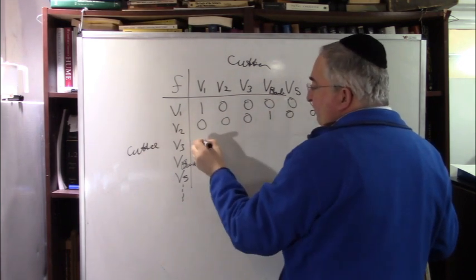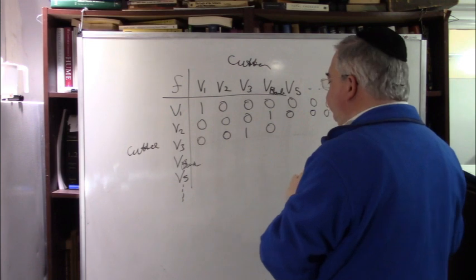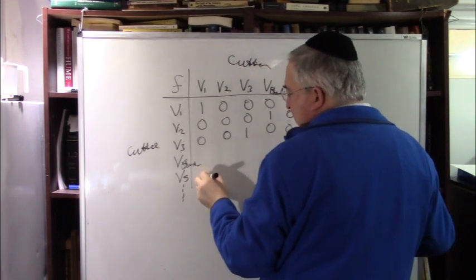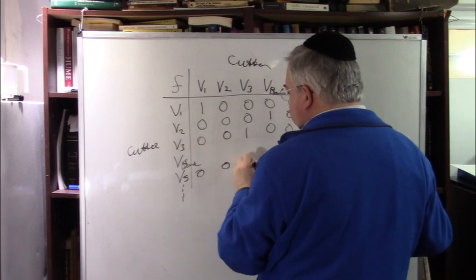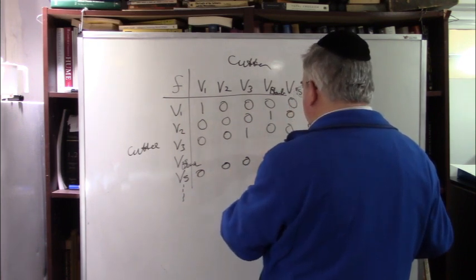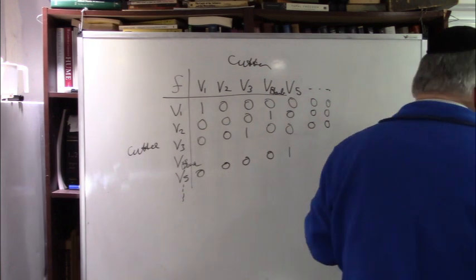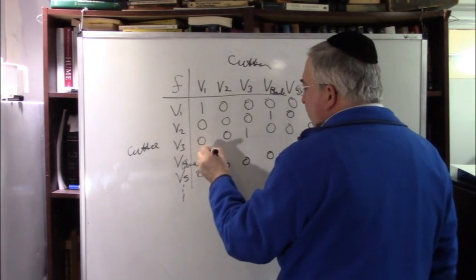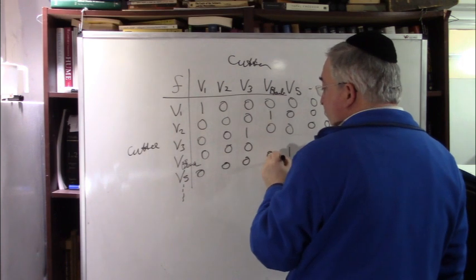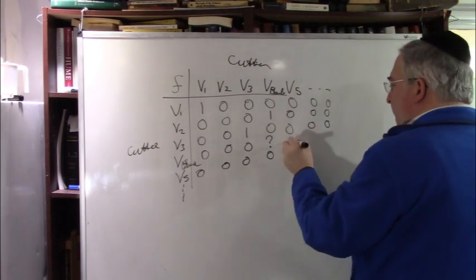V3, let's say V3 does cut his own hair, and therefore he does not go to the barber. Let's talk about V5. V5, let's say, cuts his own hair. What about the barber? The barber does not go to V1, he does not go to V2, he does not go to V3. The question is, what does the barber do? Does the barber go to the barber?